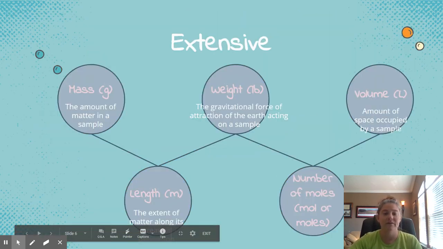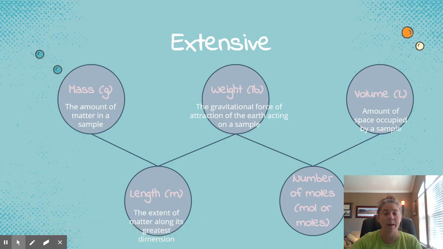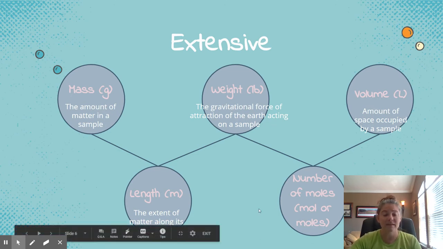Extensive physical properties are mass, or the amount of matter in a sample. I take my ice over to the balance and I measure the mass. It has a unit of grams. Length, the extent of matter along its longest dimension, is usually taken in meters, centimeters, or millimeters.